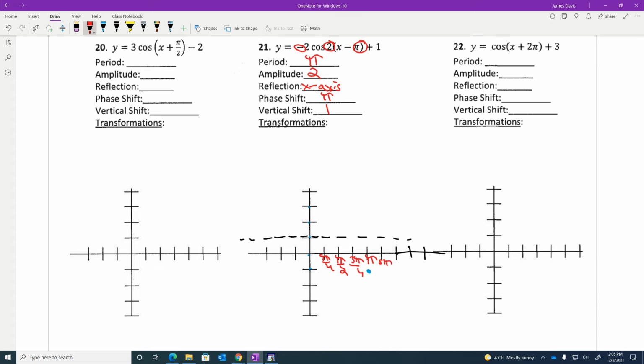This mountain is so 5 pi over 4, 3 pi over 2, 7 pi over 4, and... wait, what's after pi? 4. So each of these are a fourth of a pi, so it's 5 pi over 4, then 6 pi over 4, but we write that as 3 pi over 2, 7 pi over 4, and then 2 pi. Is that 7? Yes. Yeah, 7.